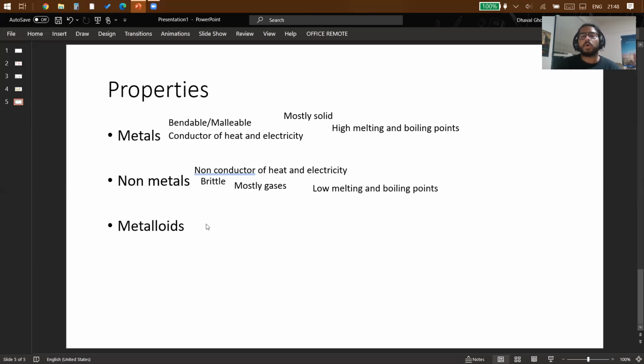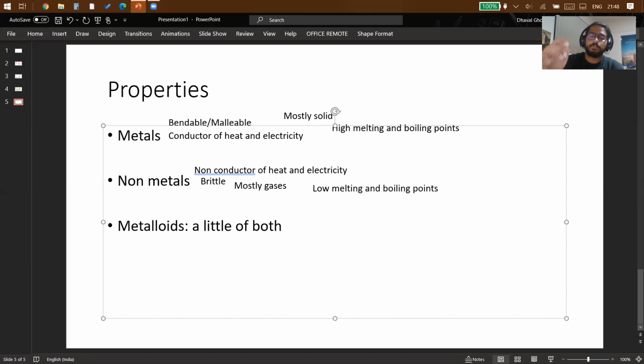mostly gases. And so what goes in metalloids? Because metalloids lie on the transition in the middle of metals and non-metals, they happen to be a little of both. And believe it or not, scientists take advantage of that. By changing the conditions and fine-tuning it, you can make a metalloid act like a metal or a non-metal. And that's how transistors in electronics work.